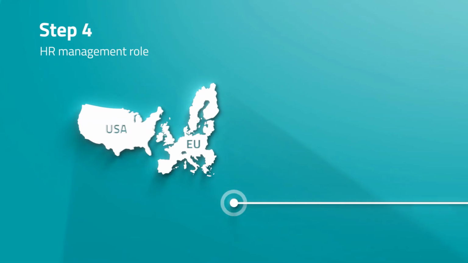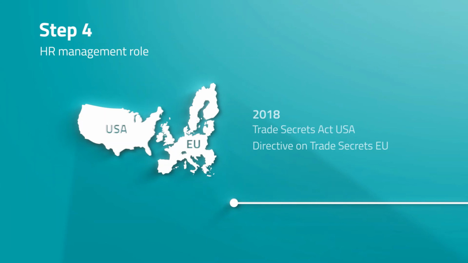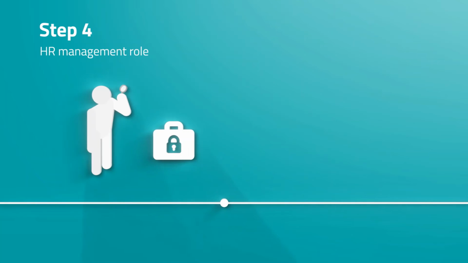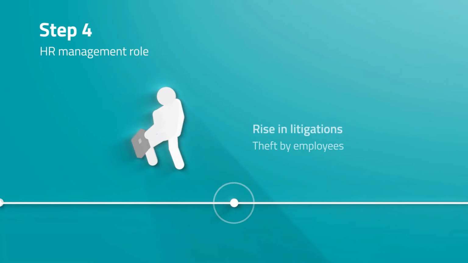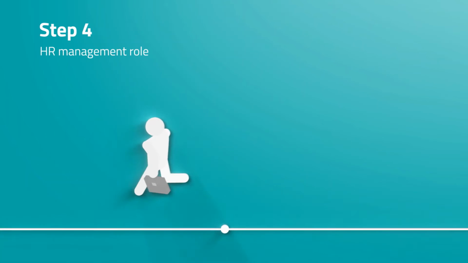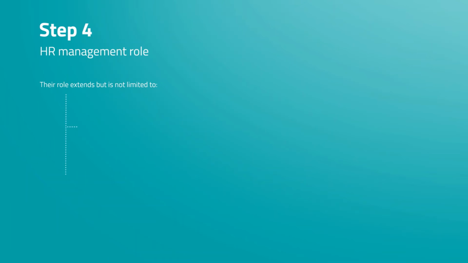Number four, the role of HR management. Since the passing of the Trade Secrets Act in the US and the Directive on Trade Secrets in the EU enacted in 2018, trade secrets have increasingly been in the spotlight, and with it, a significant rise in the number of trade secret-based litigations, mostly involving theft by employees. Given this, it has become increasingly important for HR management to play a crucial and effective role in the maintenance of trade secrets within the company.